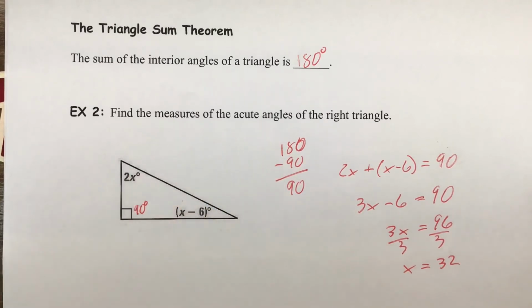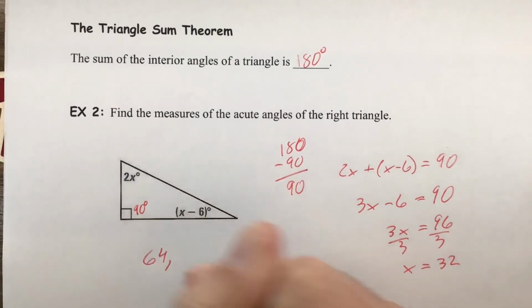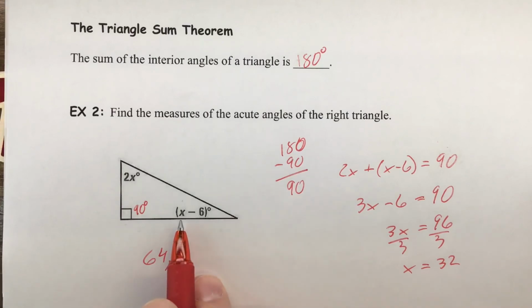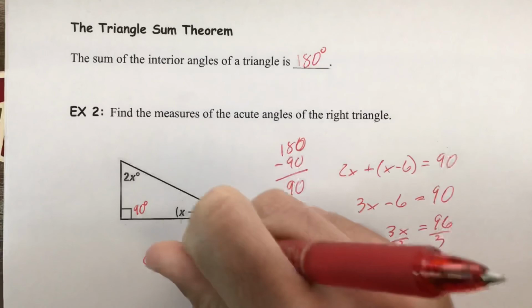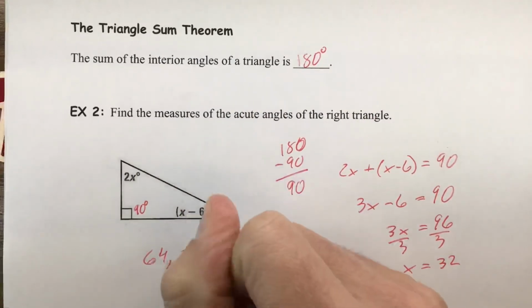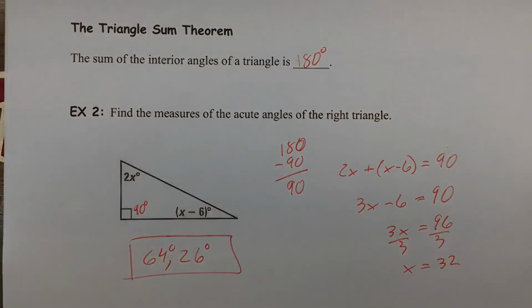So we're going to plug that in. 2 times 32 is going to give us 64. The complement to 64 is going to be 26. So let's see if that works out. Take 32, plug that into the x. 32 minus 6 is 26 degrees. So those would be our answers.